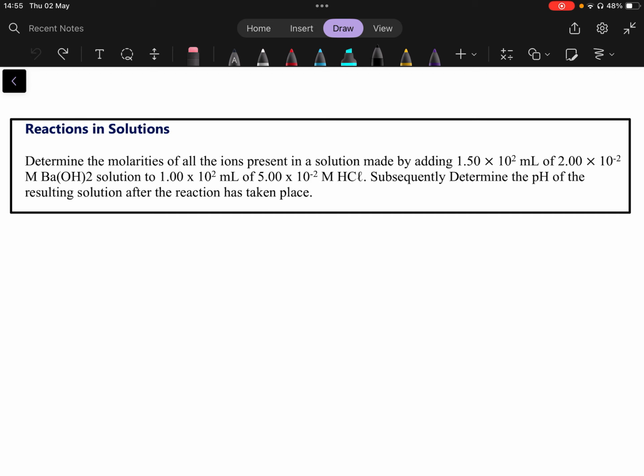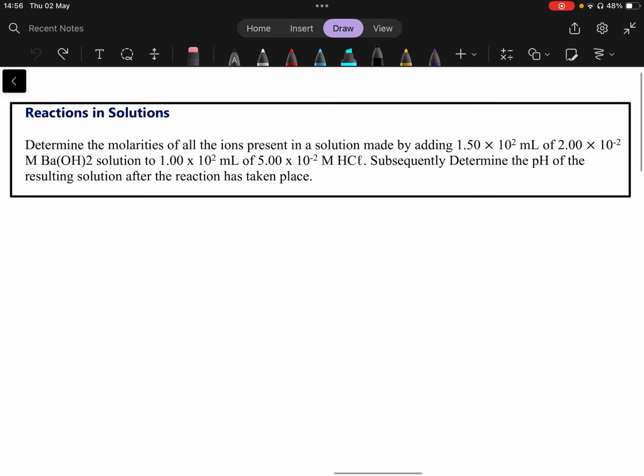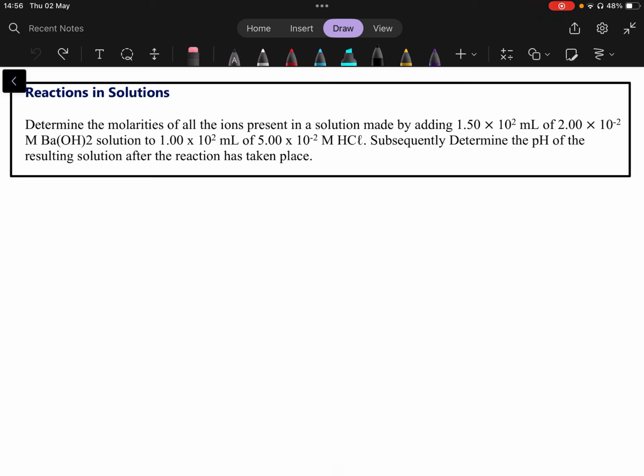In this specific example, we're told we need to determine the molarities of all ions present in a solution made by adding a certain amount of barium hydroxide with a certain amount of hydrochloric acid. And then thereafter, we need to determine the pH of the resulting solution after the reaction has taken place. So let's first think about what's happening here.